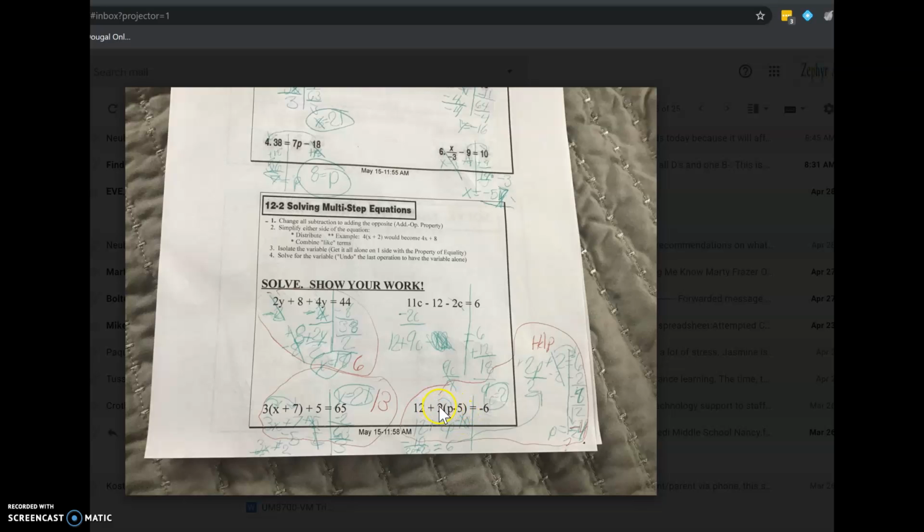We did this one together. It would be 2p minus 10, and then 12 minus 10 would be 2, okay? And then this says plus 2, so you subtract 2. Negative 6 minus 2 more would be negative 8. And negative 8 divided by 2 is negative 4. Okay? Let's look at the next page.